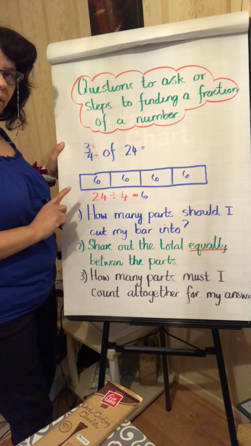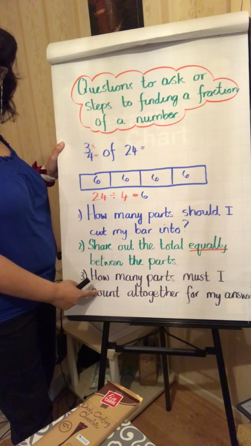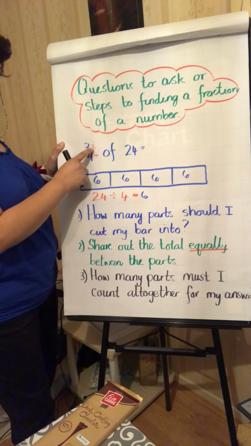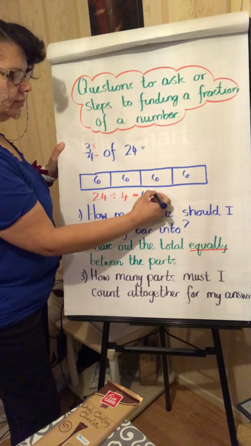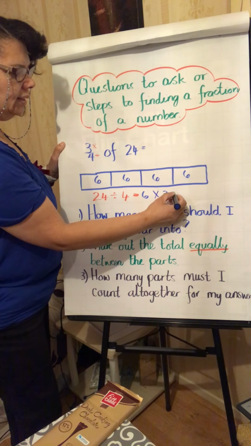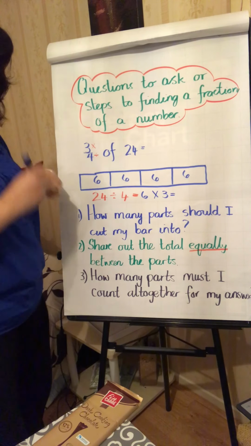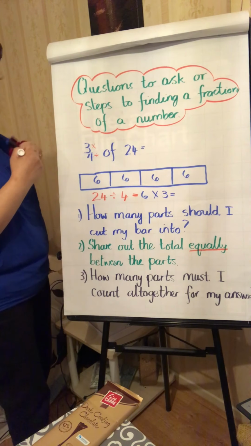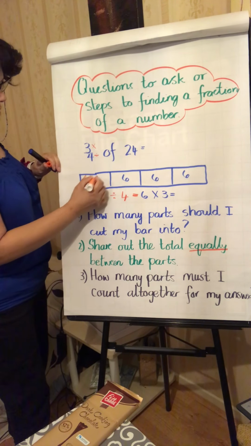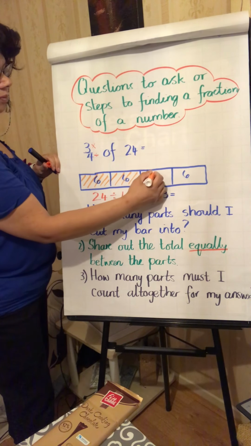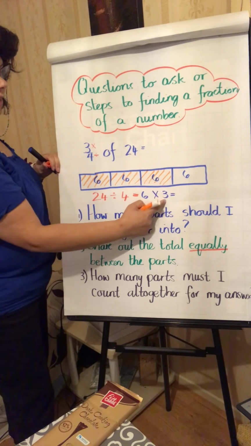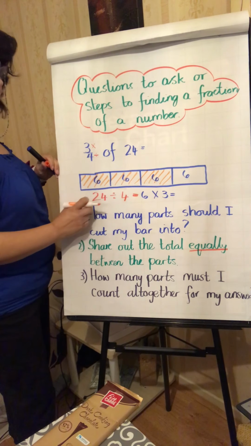But am I finished? No. I still need to do step number 3. I need to multiply it by my numerator. So 6 times 3 is equal to what? Now remember the top one says shaded. So we need to shade in 3 parts of our whole. And that's where we multiply 1, 2, 3 parts of our whole.